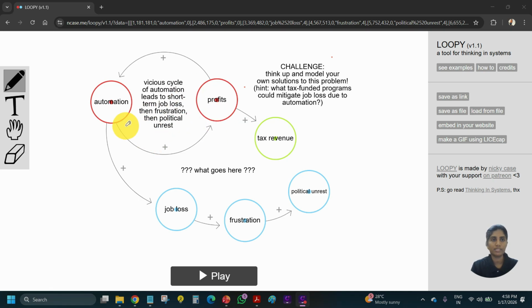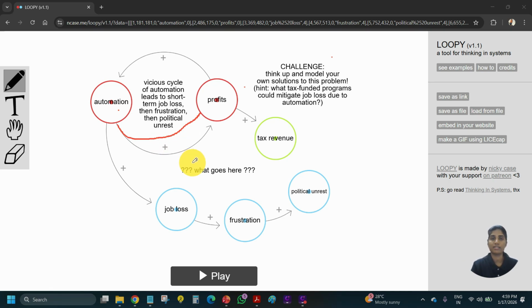So what does that mean? This is an explanation of how job loss is going to happen when automation is increased. When automation is increased, profit is going to increase. That is the first step. They are both directly proportional: when automation increases, profits increase in the company. Since they are directly proportional, it is indicated by a plus sign.